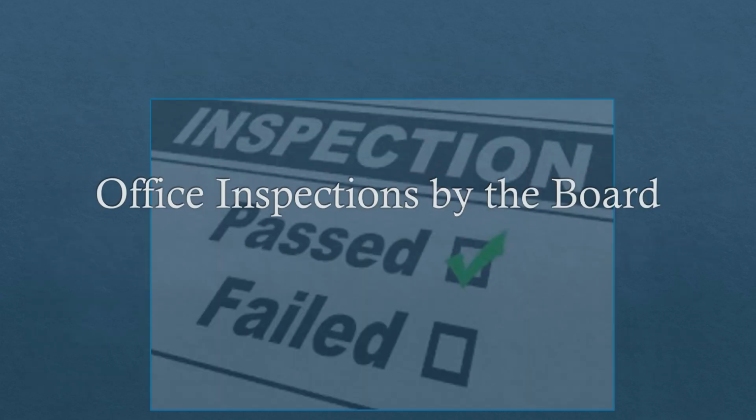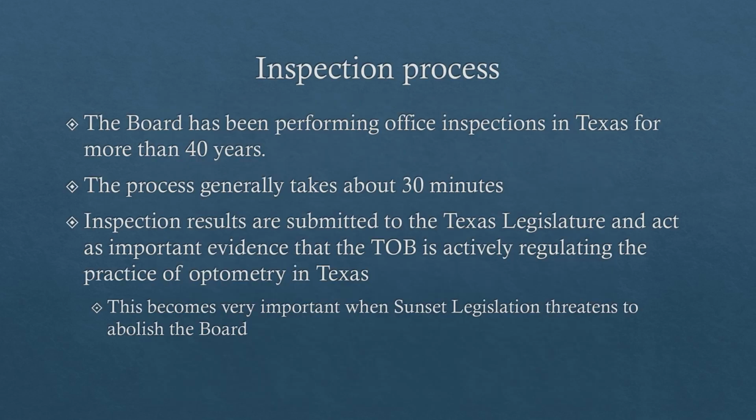We're going to take some time here to review office inspections by the board, and this is really to just alert everybody to what those inspection procedures look like and how you can avoid fines or any action taken against you by the board. So note that the board's been doing this for over 40 years. The process of an inspection of your office generally only takes about 30 minutes. The inspection results are submitted to the Texas legislature and act as important evidence that the TOB is actively regulating optometry in Texas.